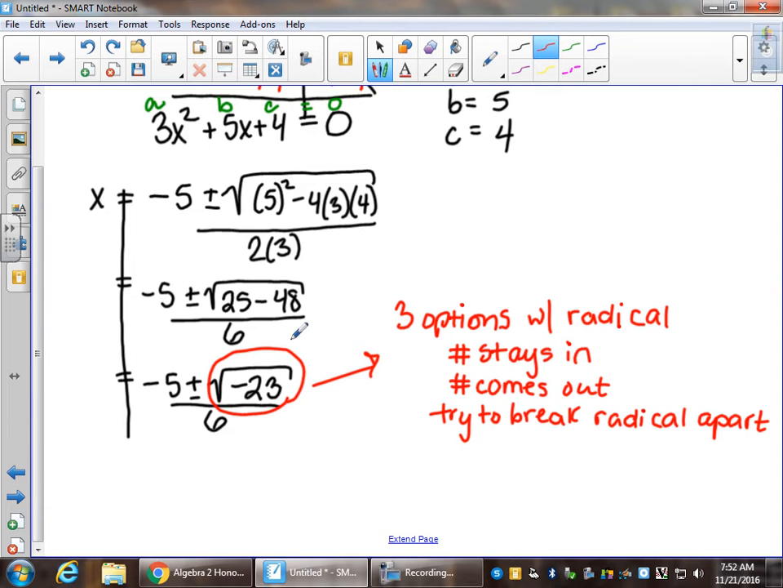which means the number is going to have to stay in. The only thing we can do, we know that the square root of a -1 is i. So this will become -5 plus or minus i root 23 divided by 6. Applying our skills from last night's homework, I asked myself, are these terms -5, i, and 6 divisible by anything common? The answer is no. This is my final answer.